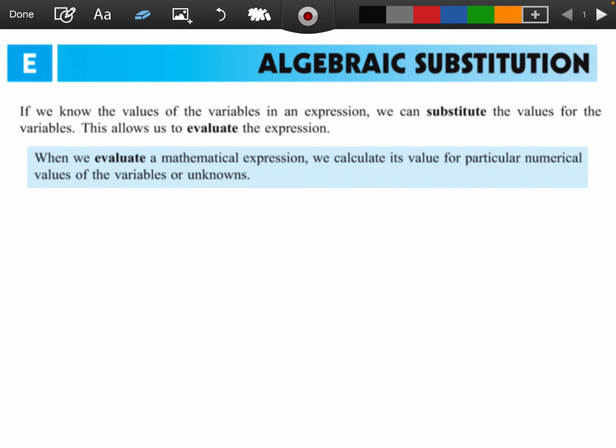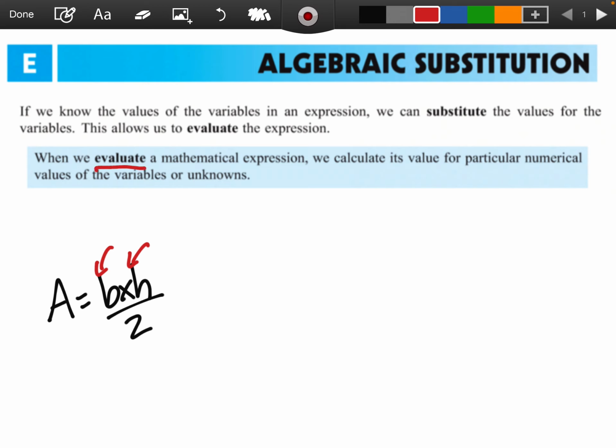So when we have something like a formula, if you think about A equals base times height divided by 2, which is the formula for the area of a triangle, if you know what the base and the height are, you can replace those values, you can substitute values in for them, and then solve out for the area. So that's the concept behind algebraic substitution. You're substituting in values that are known for variables in your expression and then evaluating.